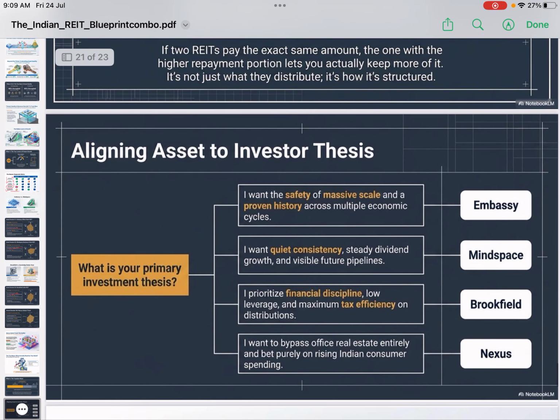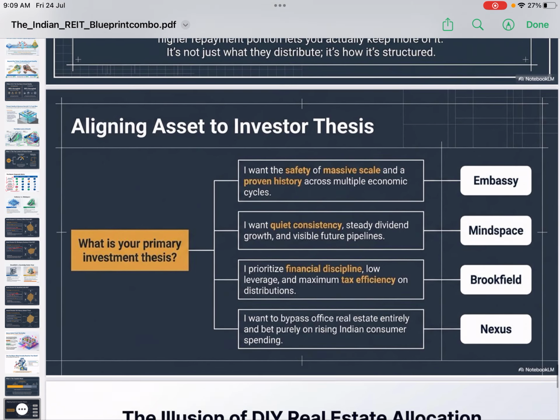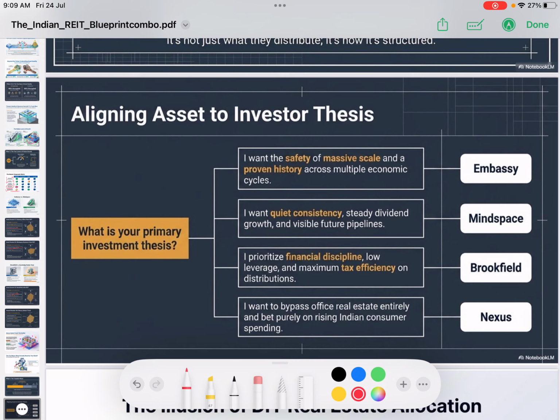And lastly, I have given a breakdown for these 4 REITs, because Knowledge Trust was new. If you are looking for safety, massive scale and proven history, a long-term, international player, you can go for Embassy REIT. If you are looking for consistent year-on-year increase in your dividend, okay, you can look at Mindspace. If you are looking for financial discipline, tax efficiency, safe, conservative playing, then you can go for Brookfield.